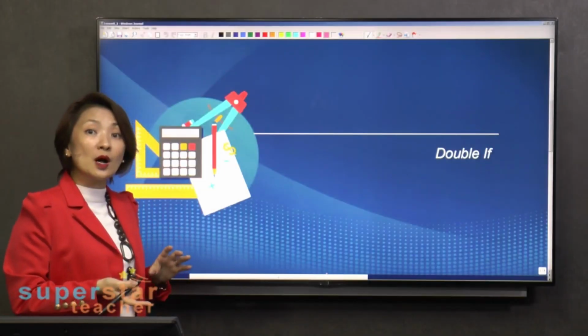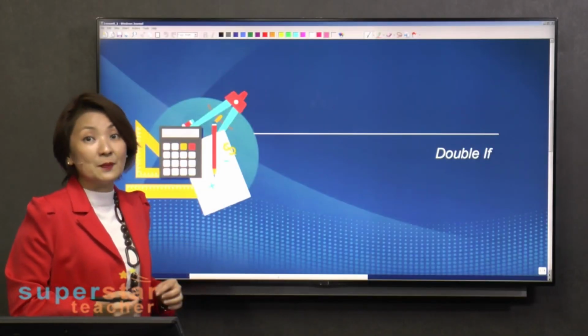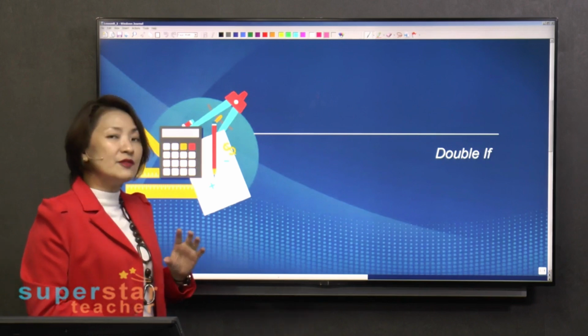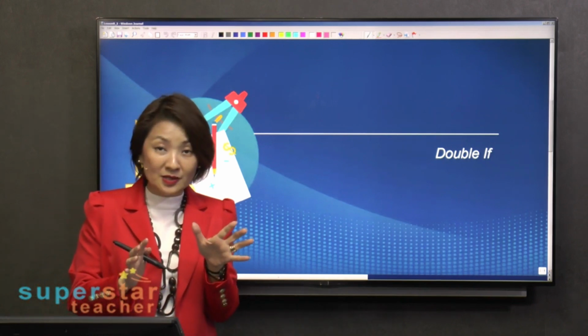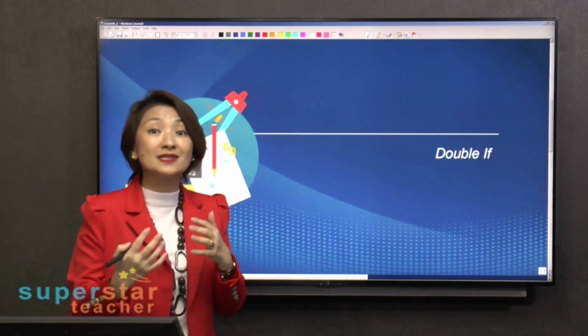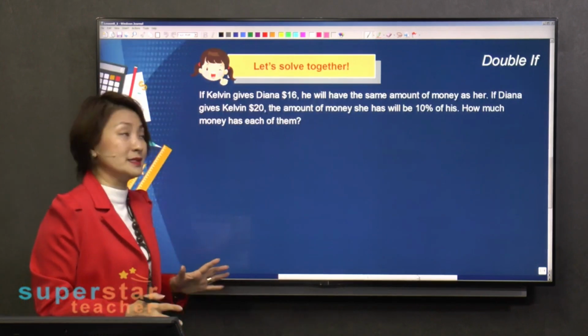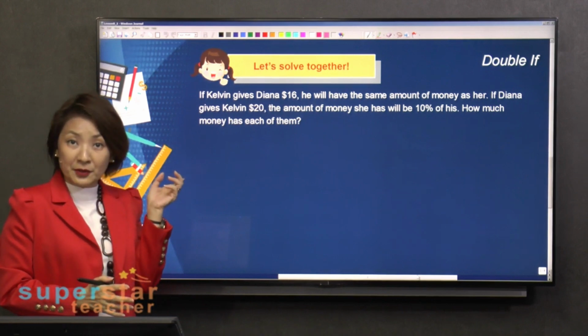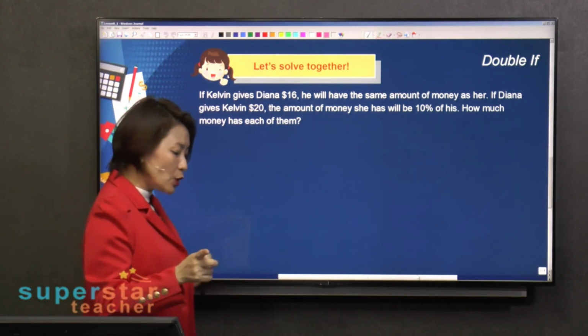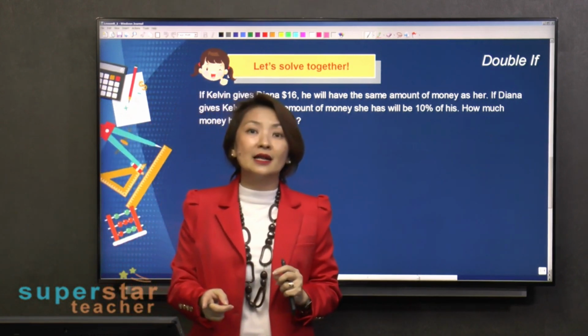So what I want to work on now is something called double if. You see double if questions in many scenarios. Along the way in our program, you will see a lot of double ifs. But today I want to show you one of the most common ones. It's about transferring.